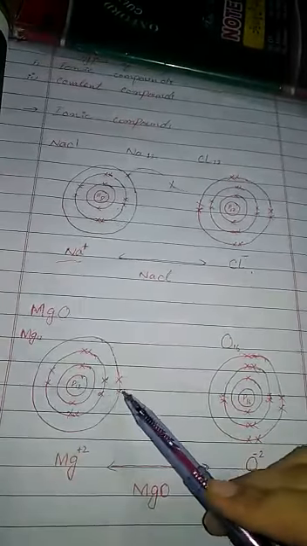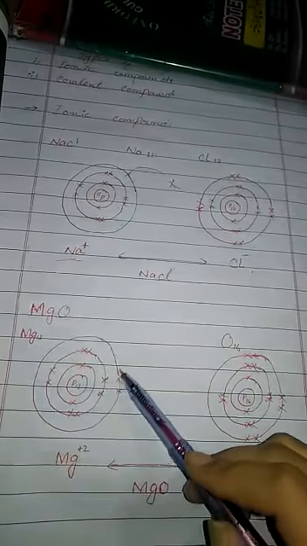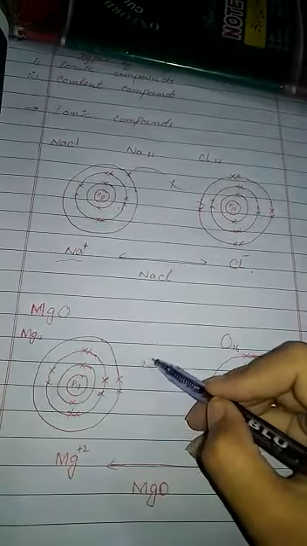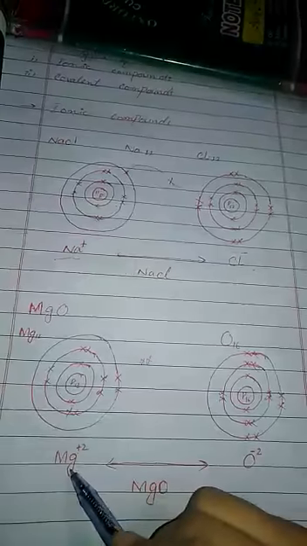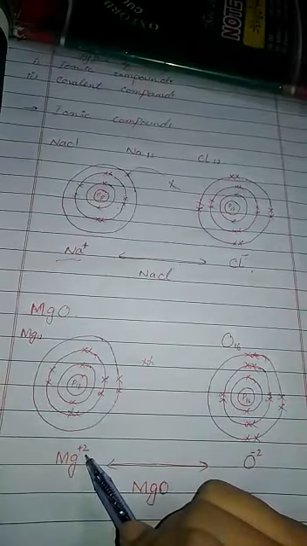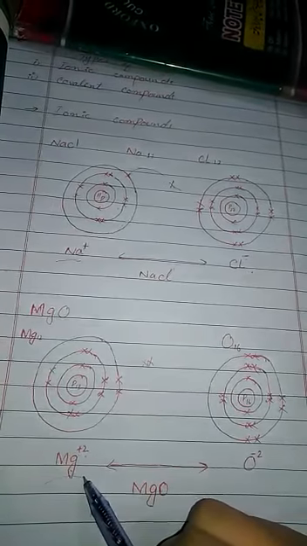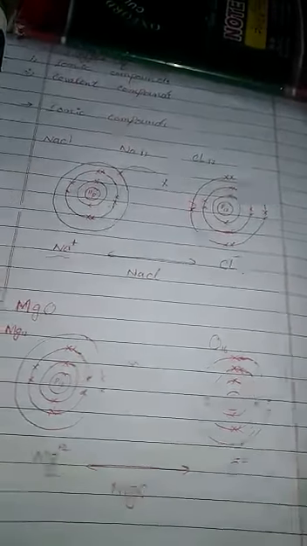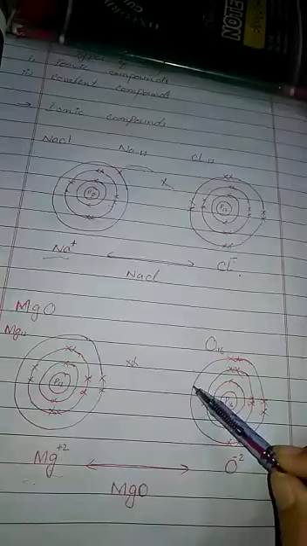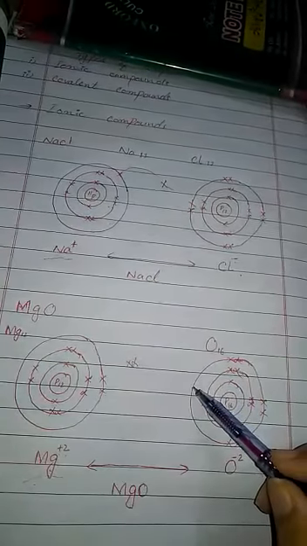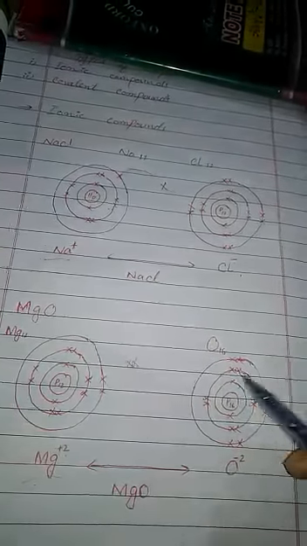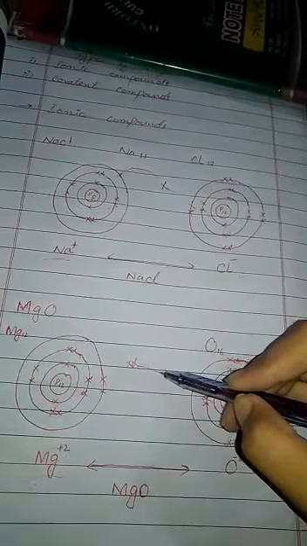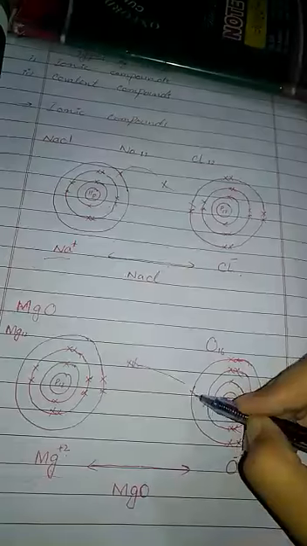Obviously, it is easier for magnesium to lose 2 electrons. So these 2 electrons are lost by magnesium atoms and it gets a 2 positive charge and it becomes a magnesium cation or magnesium ion. On the other hand, it is easier for oxygen to gain 2 electrons rather than lose 6 electrons. So these 2 electrons are gained by oxygen.